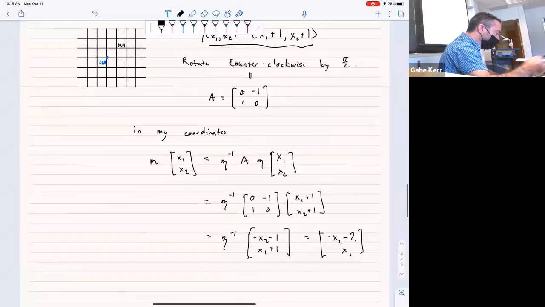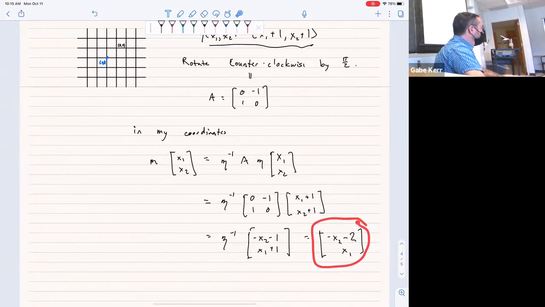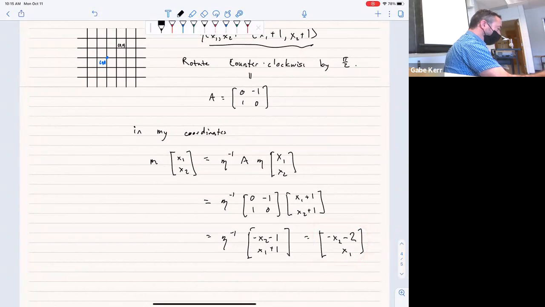So where do I go? Where do I go? Well, if I'm the origin, by my formula, I go to -2, 0. So I go here. My coordinates. That makes sense. That's this, and then I rotate it.